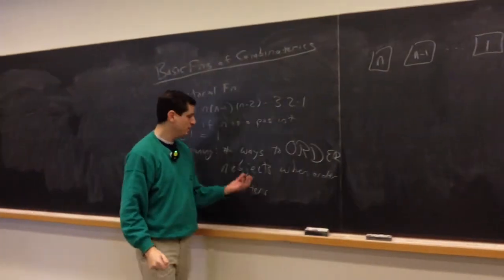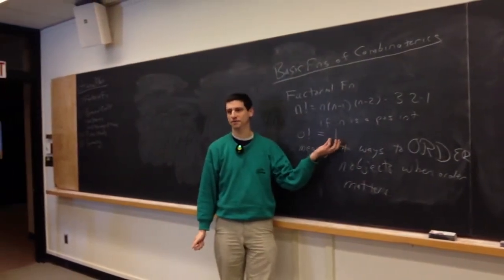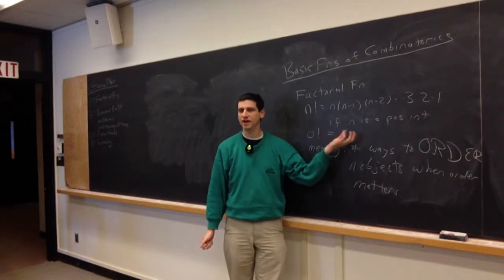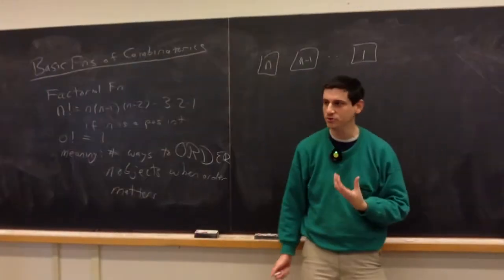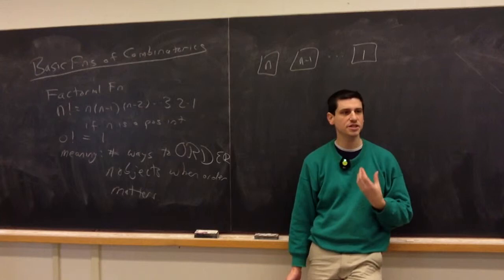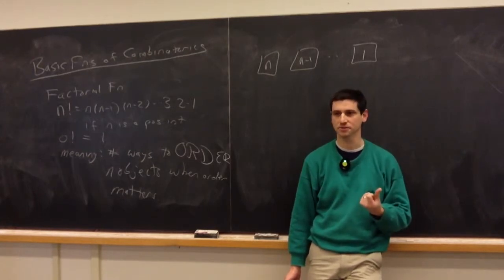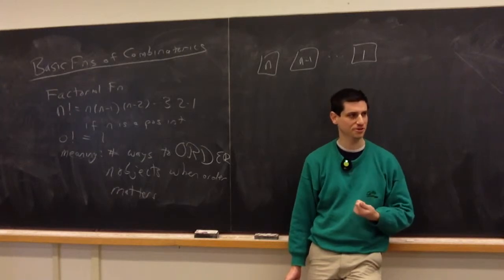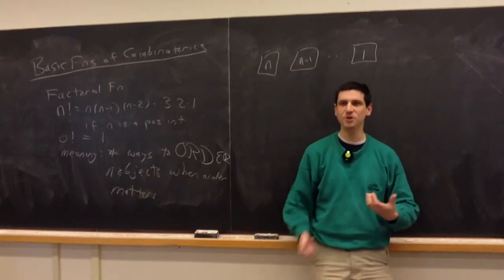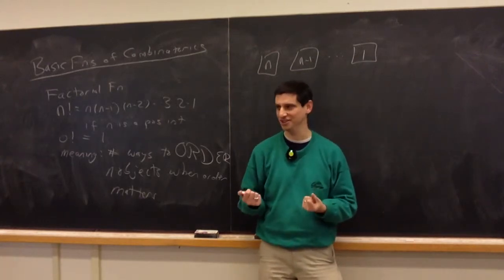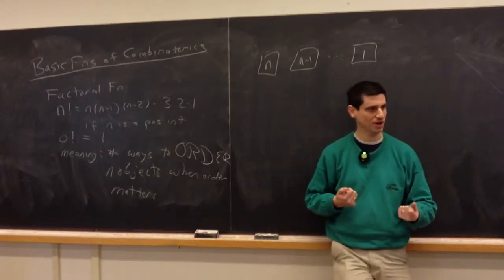Now, if you're looking over here, we have 0 factorial is 1. Why would we choose to define 0 factorial to be 1? Well, let's think about the interpretation. N factorial is the number of ways to order n objects when order matters. How many ways are there to order 2 people when order matters? 3 people when order matters? 1 person? How many ways are there to order no people? One. There's one way to do nothing, right? It would be absurd to talk about multiple ways of doing nothing, right? You'd be doing something otherwise.